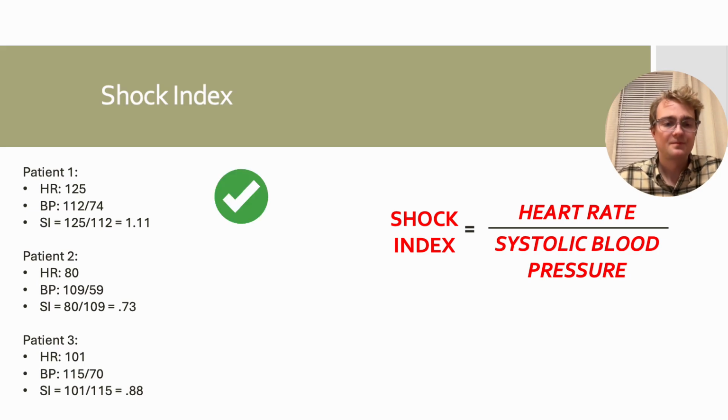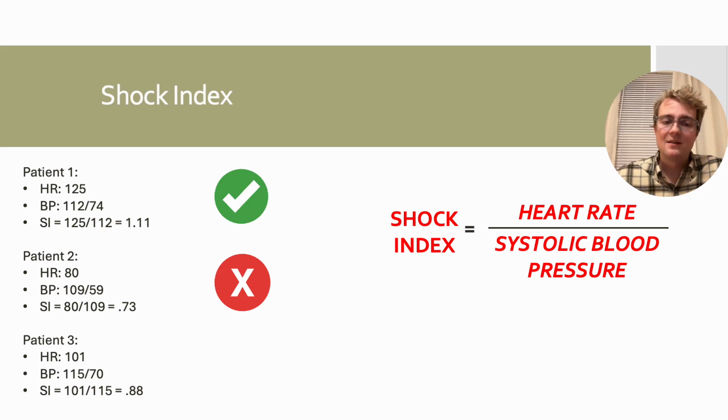Patient 2 has a heart rate of 80, BP 109/59. We'll take 80 divided by 109, which gets us a shock index of 0.73. That patient would not be eligible for the study because that shock index is less than 0.9.